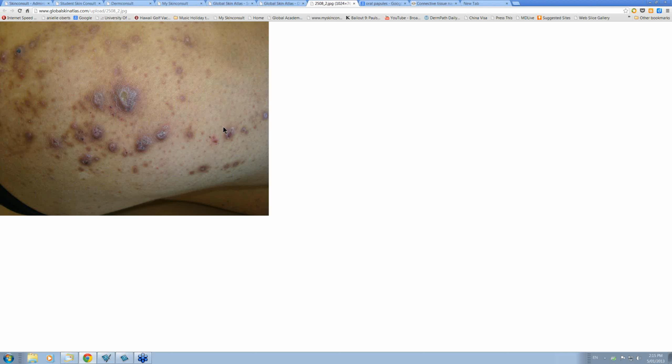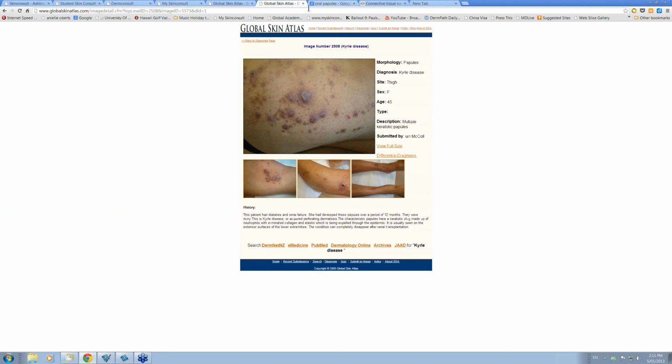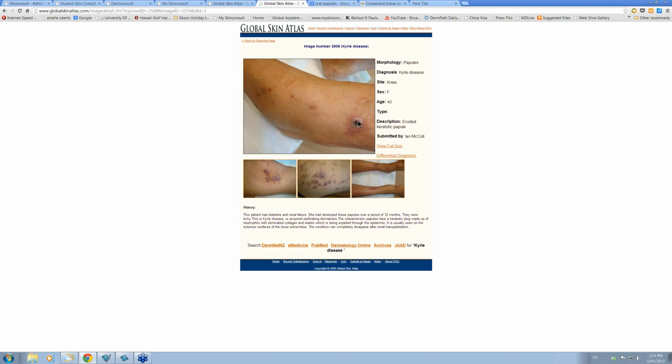Sometimes you'll get them in linear distribution as well, where the skin's been rubbed and scratched, almost like a Koebnerizing effect. And on the lower legs, they were a little bit more, you know, here. It's almost like a bit of ecthyma in this one, with an eroded keratotic papule here.